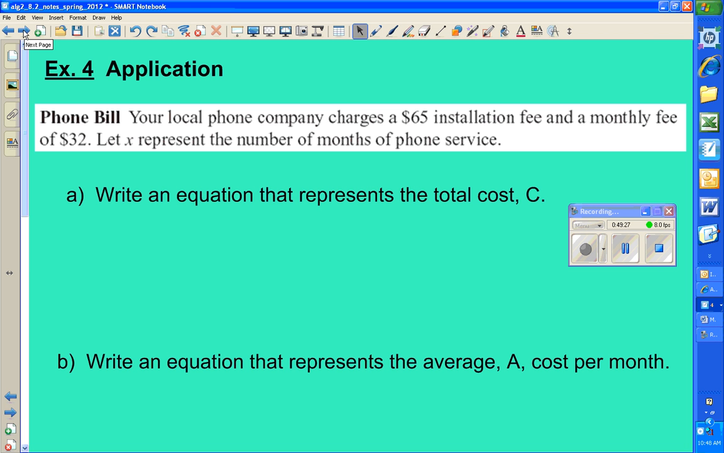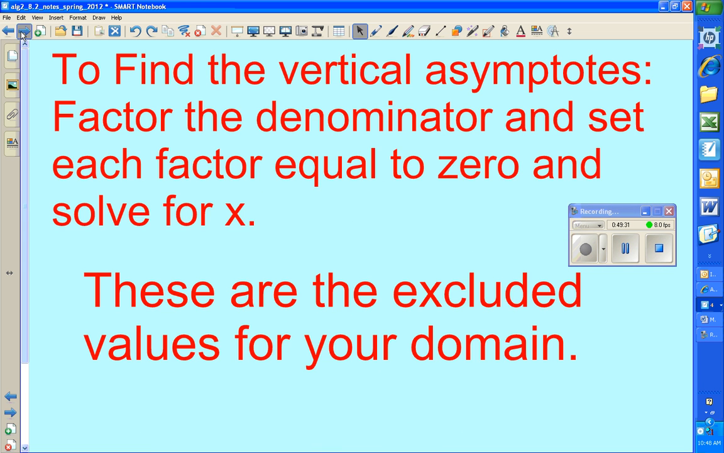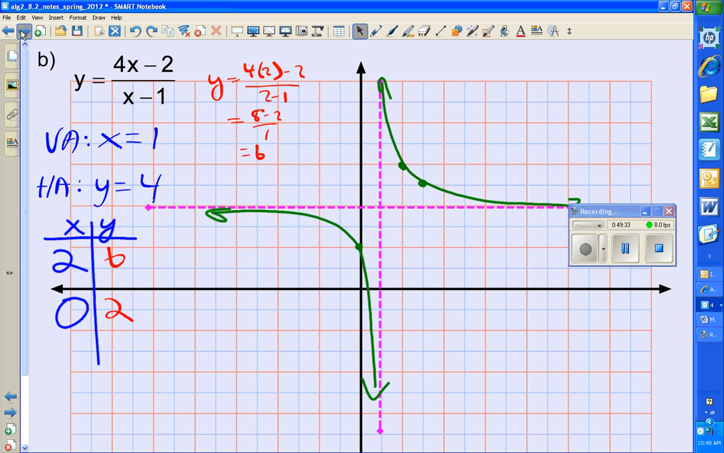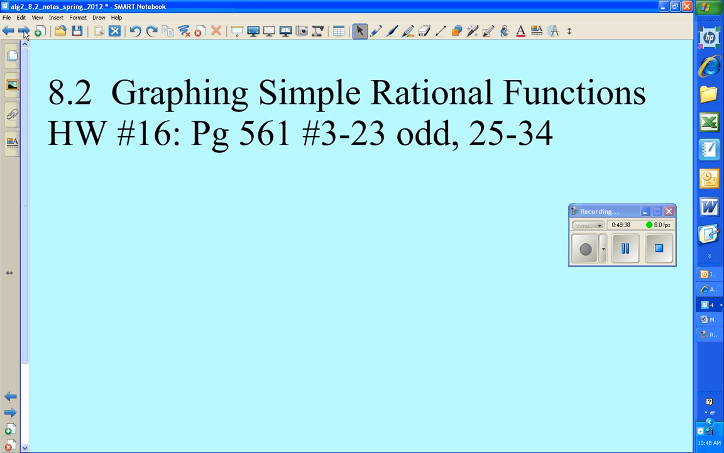So if we try, where's my one? Okay, so we're going to stop there for today because we are out of time and we don't want to start the application. So this is the assignment.